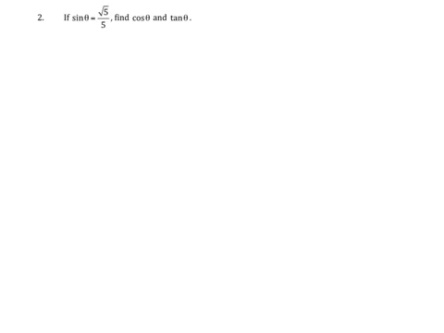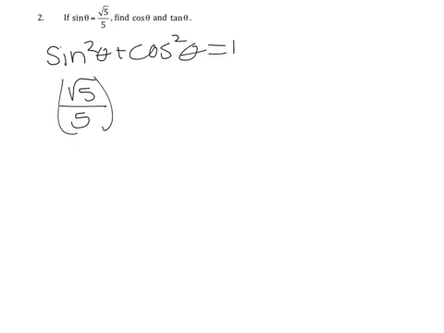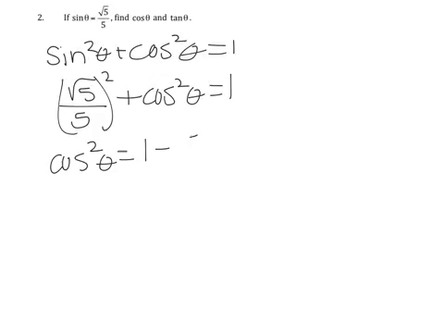If sine of theta is equal to radical 5 over 5, find cosine of theta and tangent of theta. Again, I'm going to use the Pythagorean identity. Sine square of theta plus cosine square of theta is equal to 1. I have radical 5 over 5 to plug in for sine of theta, so I need to square that, plus cosine square of theta equal to 1. Cosine square of theta is equal to 1 minus 5 over 25. All I did was square radical 5 over 5 and subtract it from the 1.